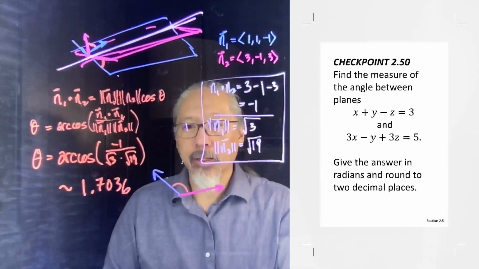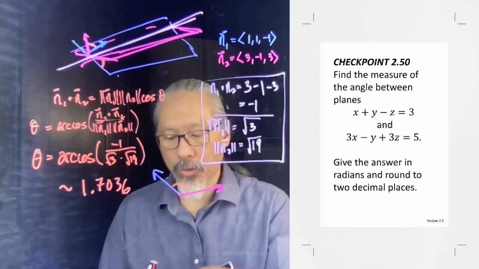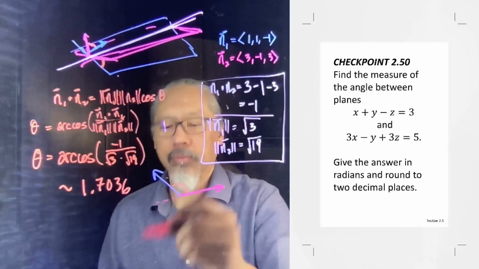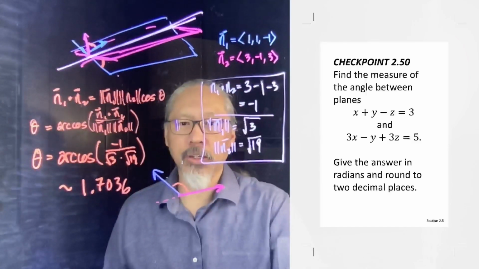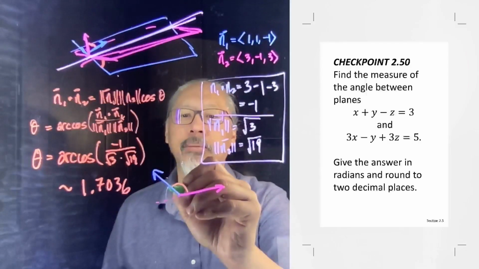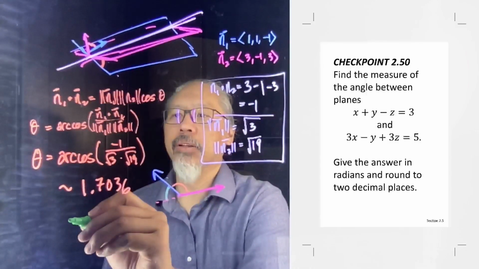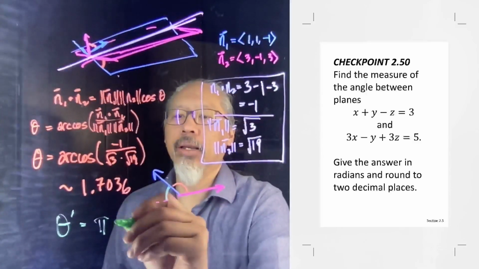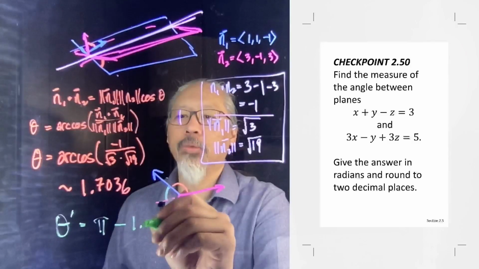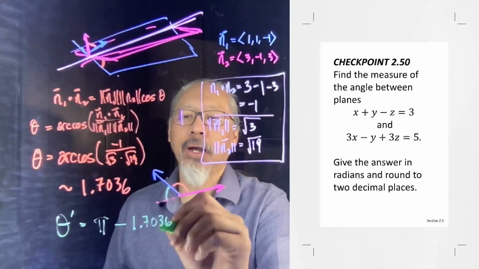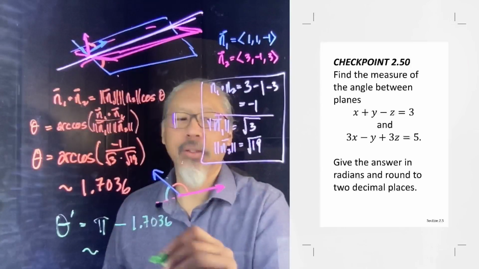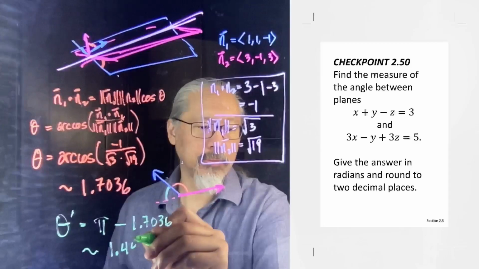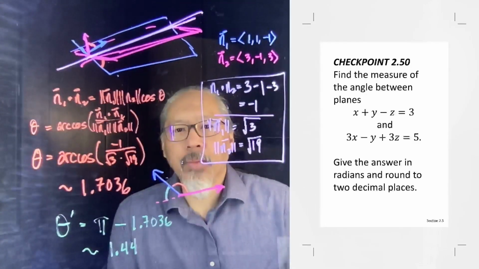But that's the larger angle. If we want to find another angle between them that's smaller, we have to subtract it from 180 degrees. So the other angle that we want, we'll call it theta prime, should be equal to pi minus 1.7036. So pi is just 3.14, and with this I got 1.44. Okay. All right, I hope that helps.